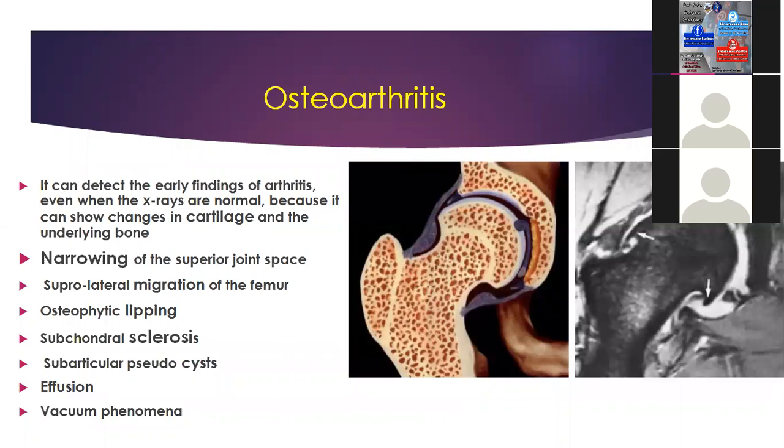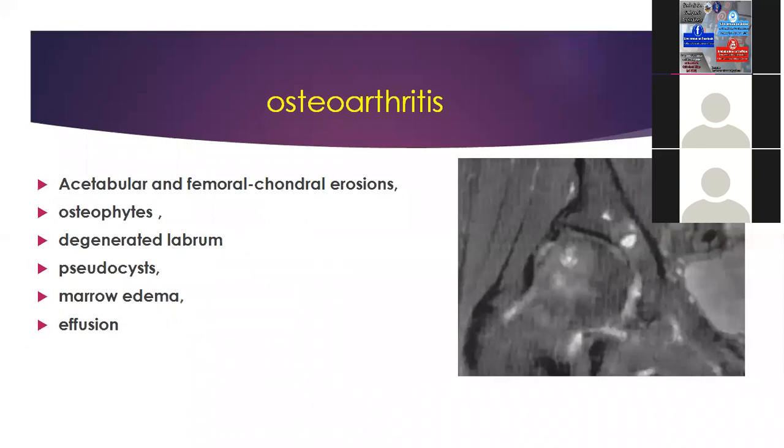The osteoarthritic changes, I think the main item for that would be the narrowing of the joint space, and this can be easily seen through the MRI. We have also some features like migration of the superolateral femoral head, osteophyte lipping, sclerosis, pseudocystic changes, subchondral pseudocystic effusion, and the vacuum phenomenon. I think maybe you can see it like that.